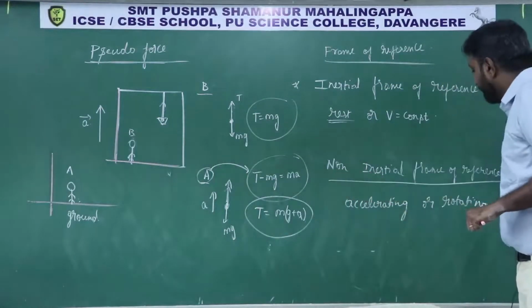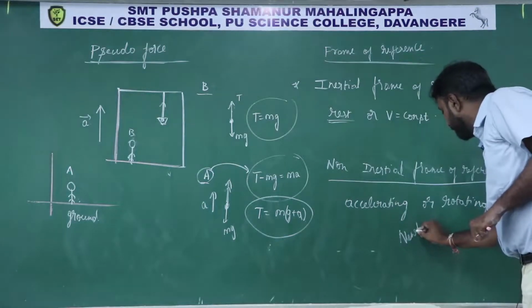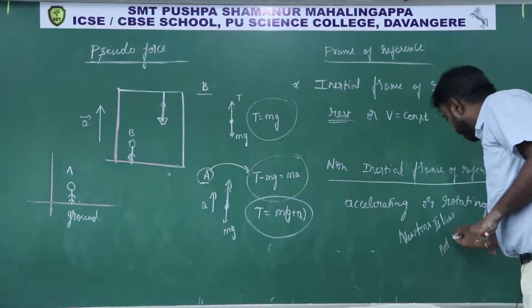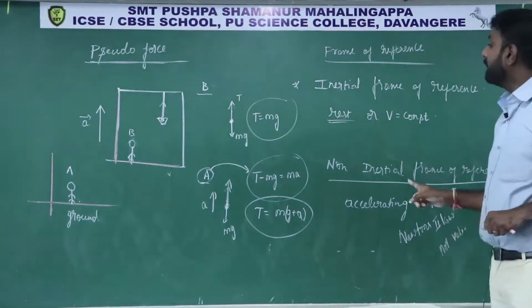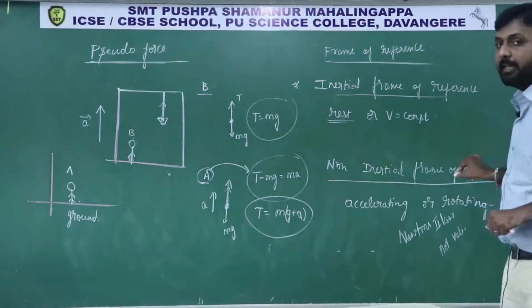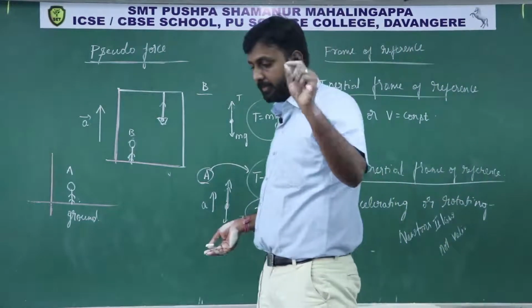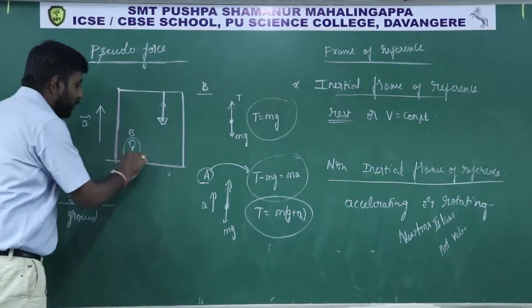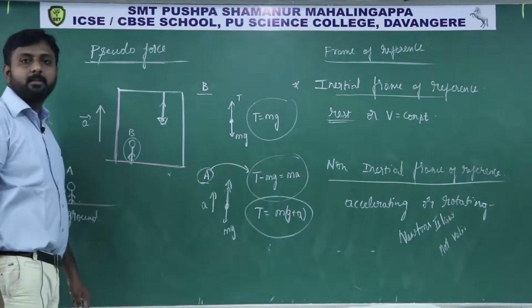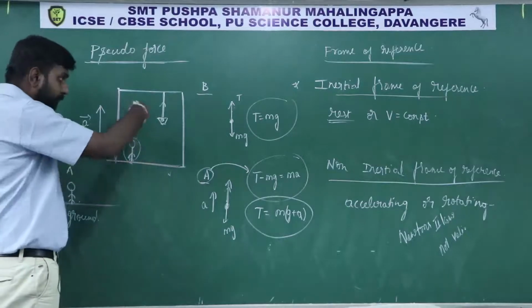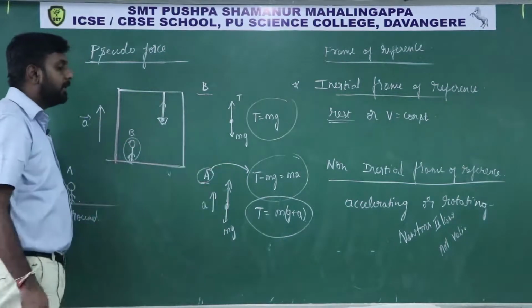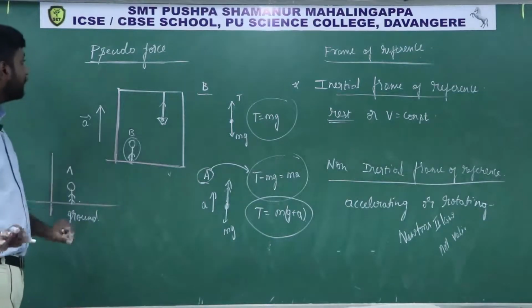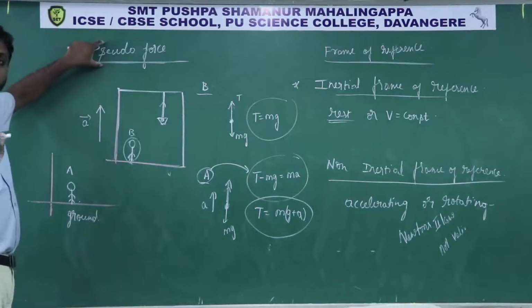That means in a non-inertial frame, Newton's second law is not valid. Newton's second law is valid only in an inertial frame. But somehow this person wants to correct that expression. So somehow you want to get the same answer, T is equal to m of g plus a. For that purpose, what will he do? He will introduce a pseudo force.